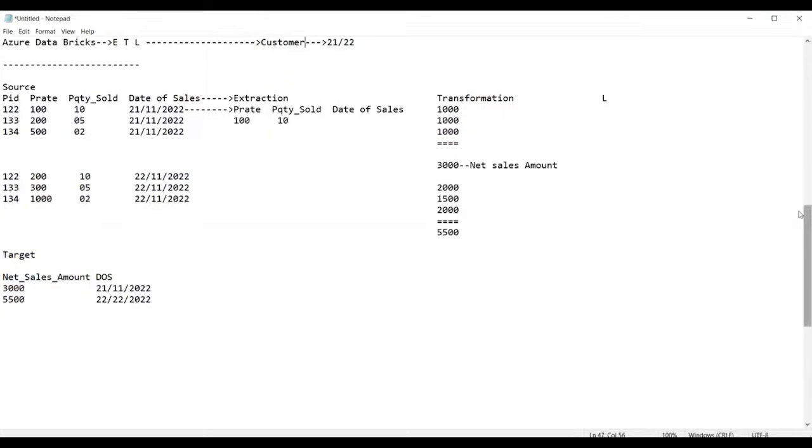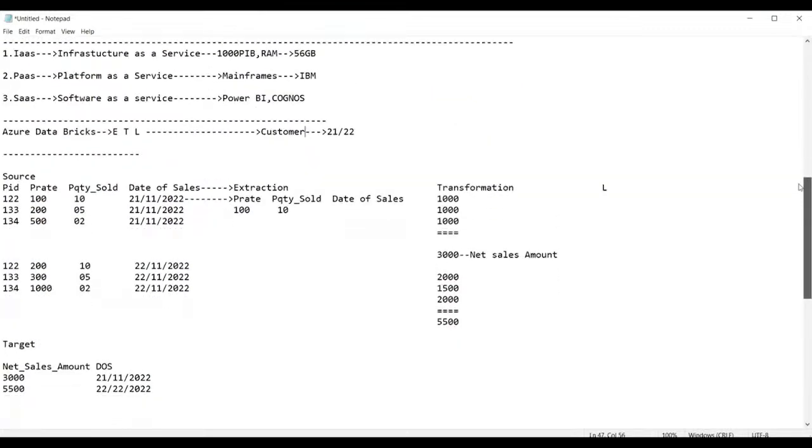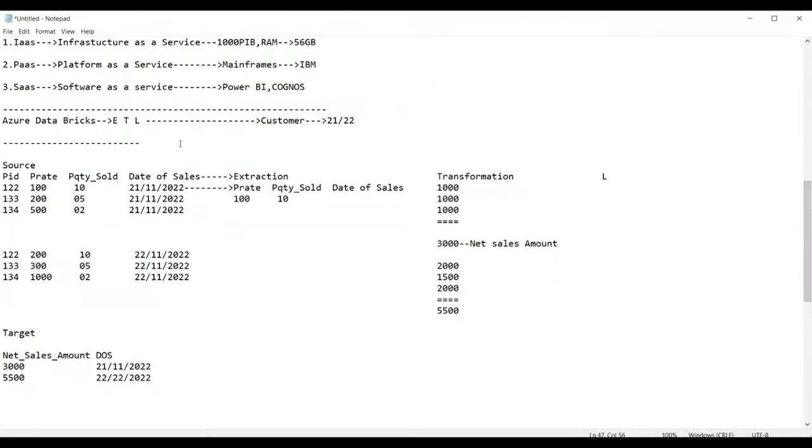This process is called the process of extraction, transformation, and loading. And this is done by using Azure Databricks here. It is done using the service called Azure Databricks, where extraction, transformation, and loading of data is done by Azure Databricks. Clear, all of you now?